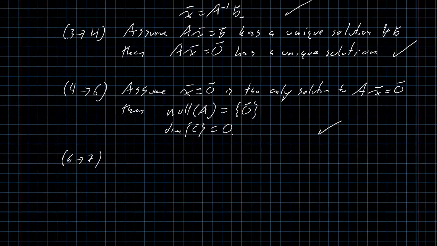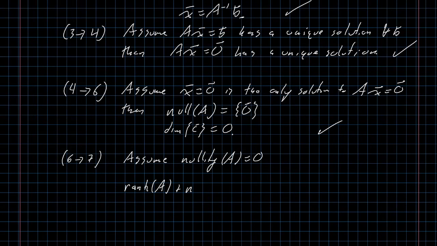To show that 6 implies 7, well, 6 tells us that the nullity of A is 0. 7 talks about the rank of A. And we know from that lemma that I talked about and didn't quite prove that the rank of A plus the nullity of A must be equal to n. And if the nullity of A is 0, that means that the rank of A is equal to n.